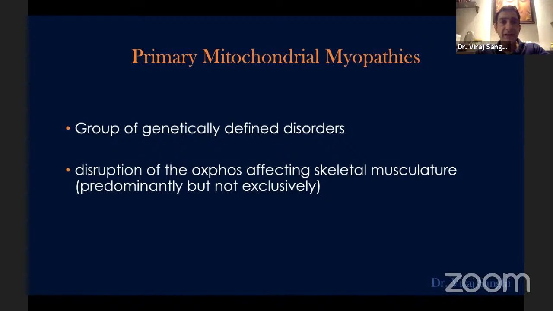And these are therefore defined as primary mitochondrial myopathies. They are a group of genetically defined disorders. Basically, what we see is a disruption of the OXPHOS pathway that we spoke about earlier that affects the skeletal musculature. But as I said, it's predominantly a disorder of the skeletal musculature, but not exclusively. You may get other parts of the neuroaxis involved in these disorders, or you may even get other systemic involvement.